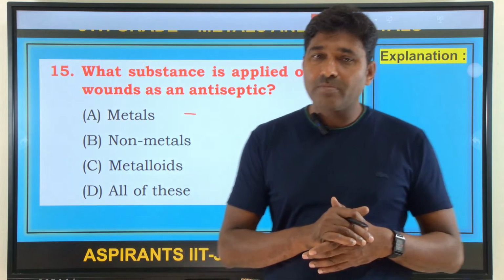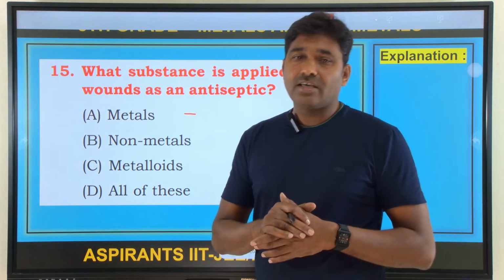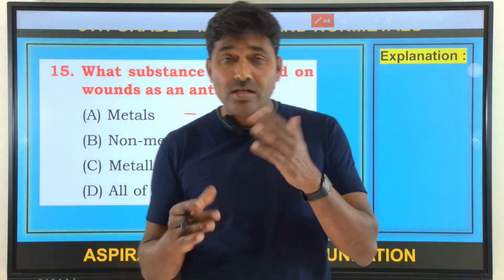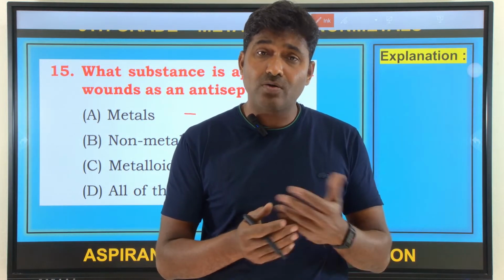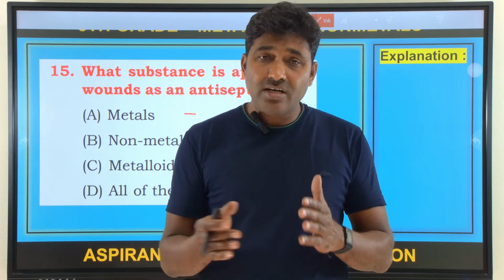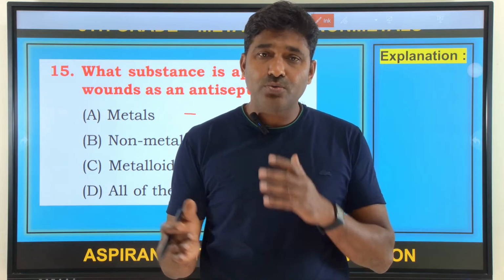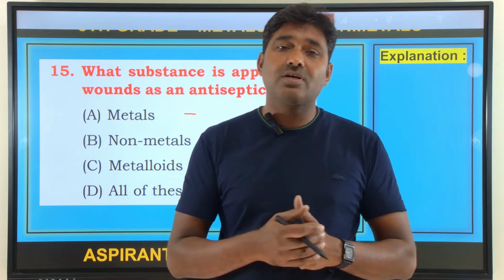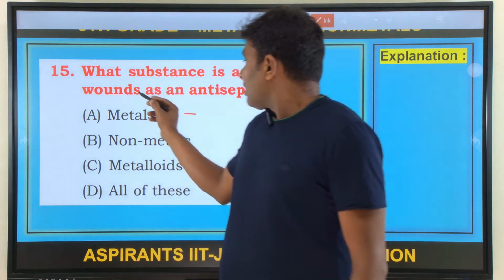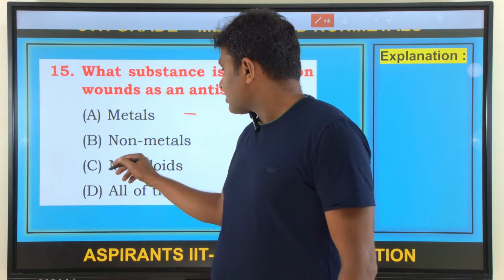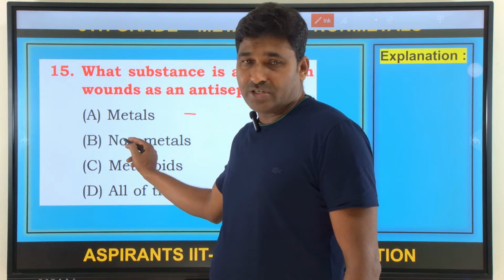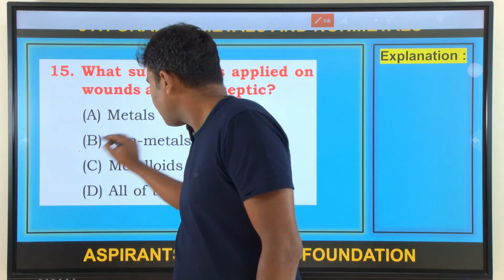At the same time, it also has keratolytic properties. Keratolytic properties means it sheds off dead skin cells. So that is why we use sulfur to cure the skin. So sulfur is generally categorized as which element? A non-metallic element. So our option is B.